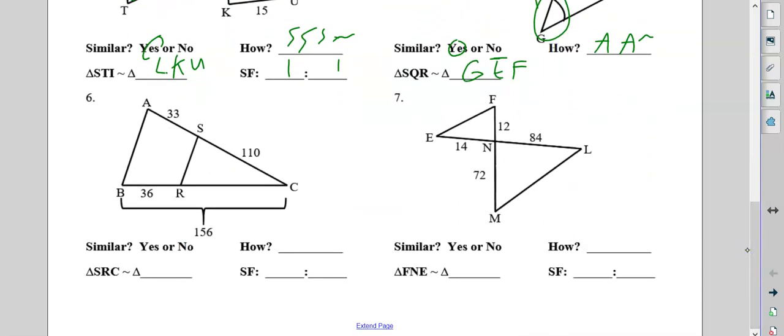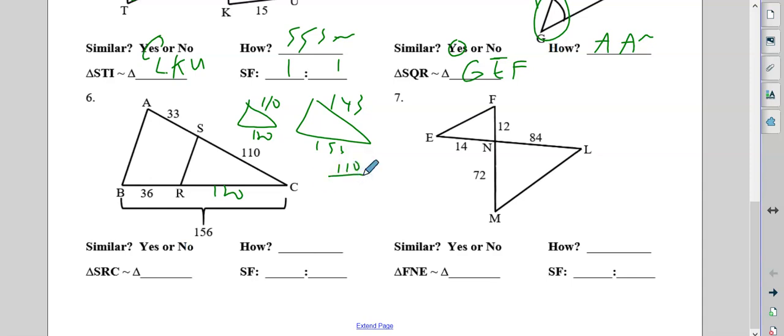All right, on this one, we have the small triangle and we have the big triangle. Okay, the small triangle is 110 here, and 156 minus 36 is 120, so that's 120. The big triangle is 156 here, and 110 plus 33, which is 143. And we're just going to set that up and test it and see if it works out.